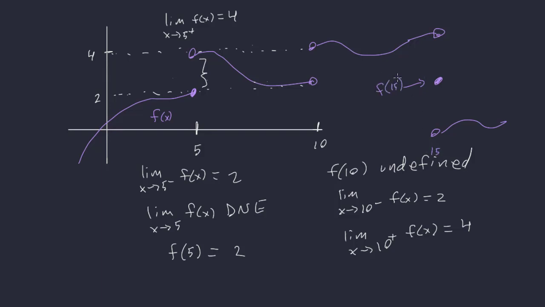This would be the limit as x goes to 15 from the left. And this open dot would be the limit as x goes to 15 from the right. Okay, so that is the difference between these. Now, if these two sides lined up, that would be the two-sided limit, but when you have a jump, it doesn't exist.